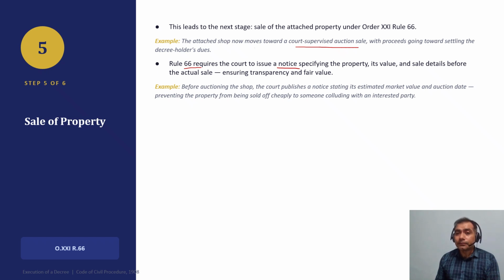specifying the property, its value, and sale details before the actual sale, ensuring transparency and fair value. Example, before auctioning the shop, the court publishes a notice stating its estimated market value and auction date, preventing the property from being sold off cheaply to someone colluding with an interested party.